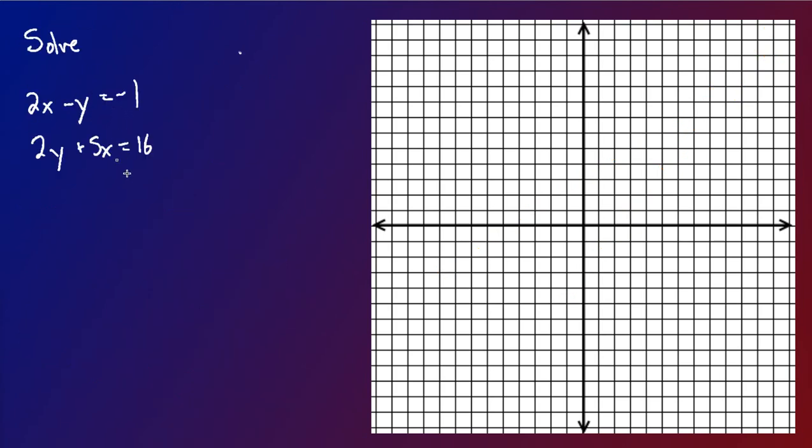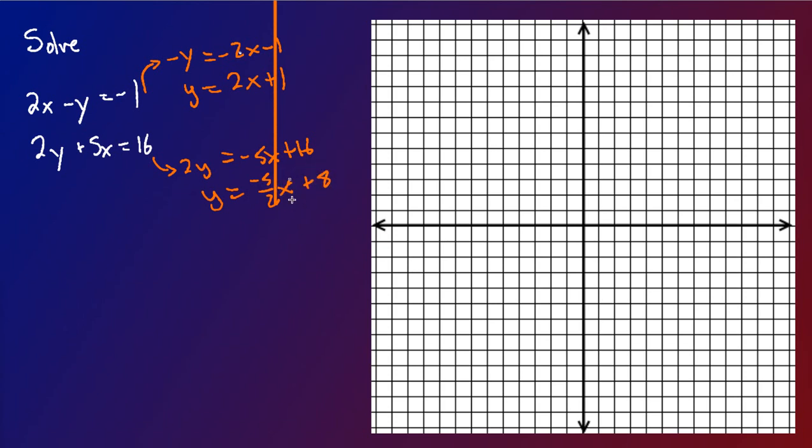Okay, now I have yet another one. Again, I'm going to have to solve for y. So this one, I'll just solve for y up here. And I'm going to subtract the 2x, so I have negative y equals negative 2x minus 1. And I'll multiply by a negative, so I get y equals 2x plus 1. This one, I will subtract the 5x, so I get 2y equals negative 5x plus 16. Then I'll divide by 2, everything divided by 2.